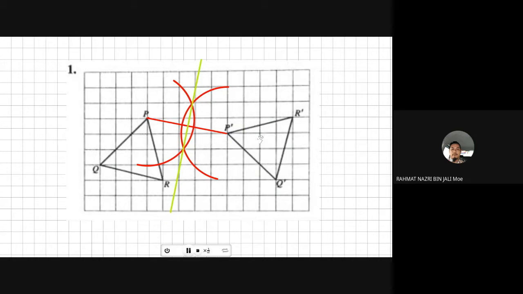Okay, so we draw the perpendicular line. So we need this divider. Okay, the next step, we connect Q to Q prime. Can you follow?